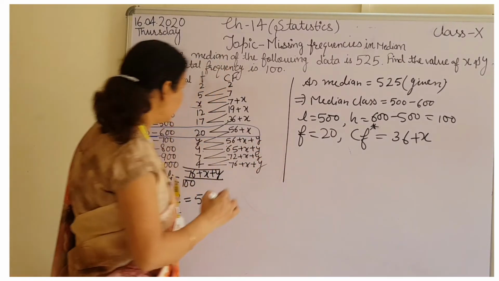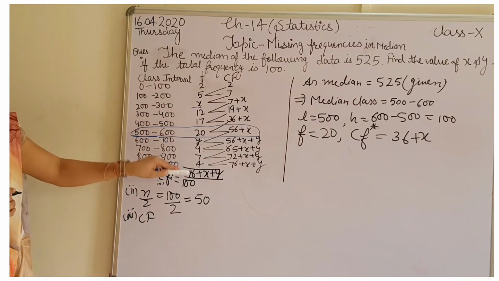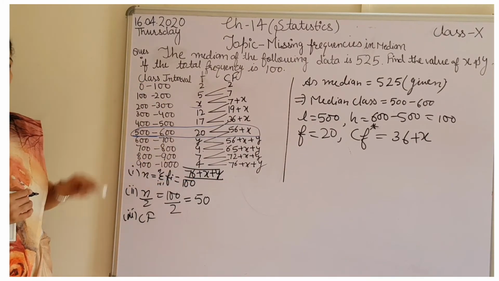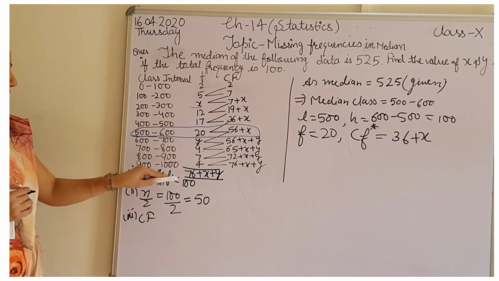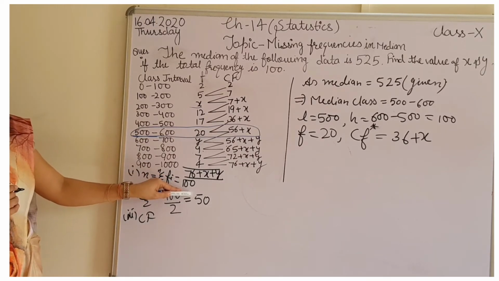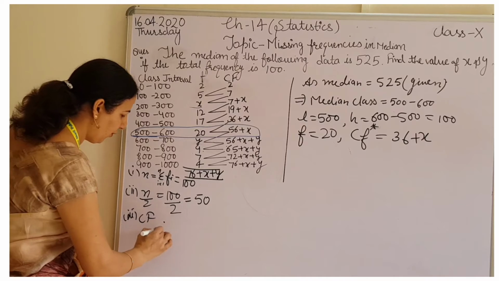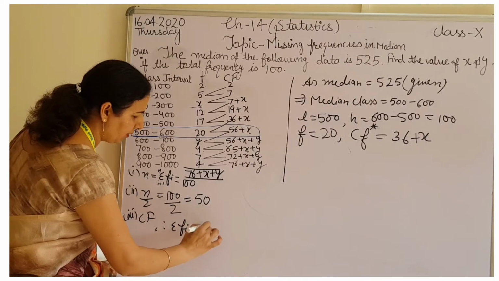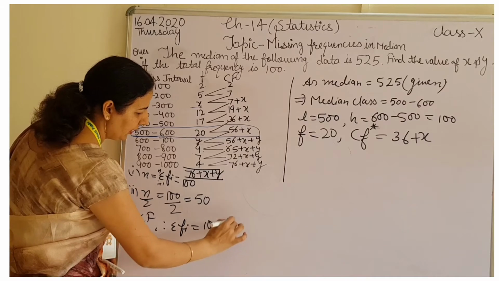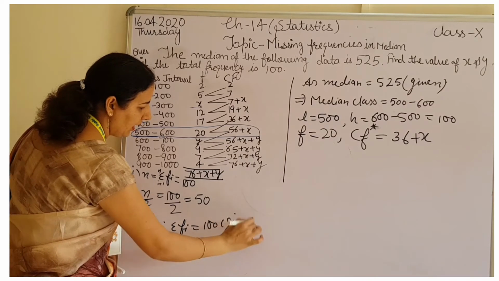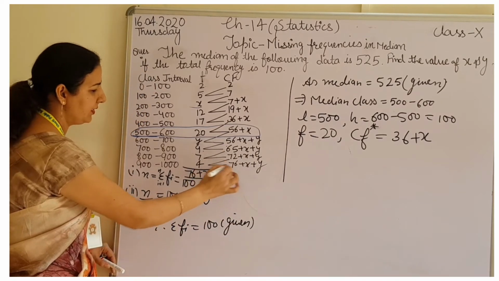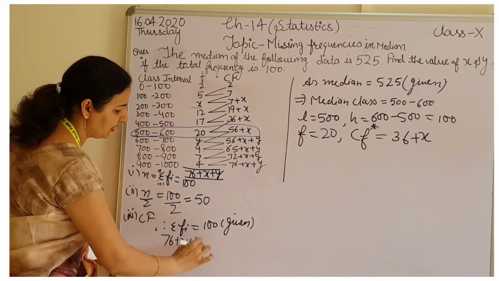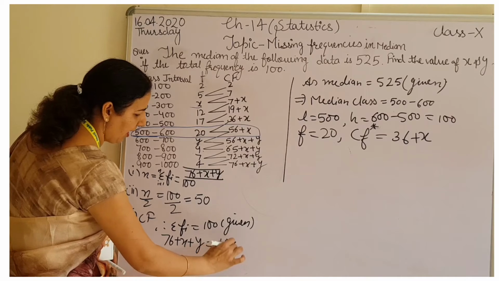Before that, just tell me what is the sum of these numbers. It is 76 plus x plus y. But what is the sum they have given in the question? It is 100. Therefore, sigma f_i is equal to 100. It is given. But sigma f_i is 76 plus x plus y, that is 100.